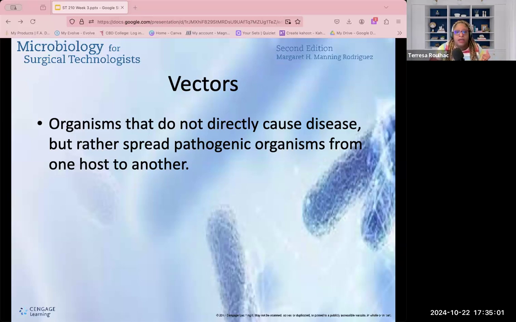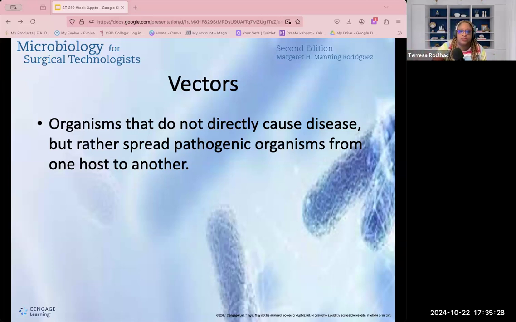You have mechanical vectors. These are organisms that carry the pathogen on their body without any developmental change. So it's just on them. Fleas, for example, can carry bacteria like Salmonella or E. coli on their bodies and then contaminate the food. They're not biting into the food or anything. It's kind of like, okay, I'm going to just shake it off. Right. And then there it is.